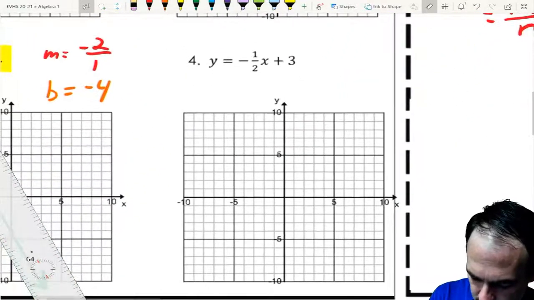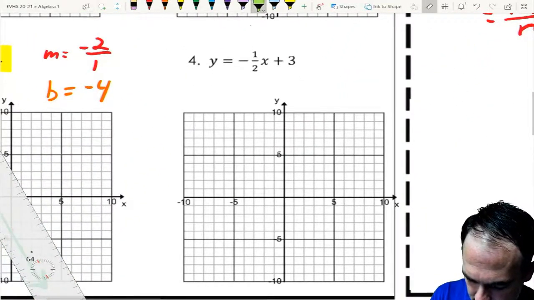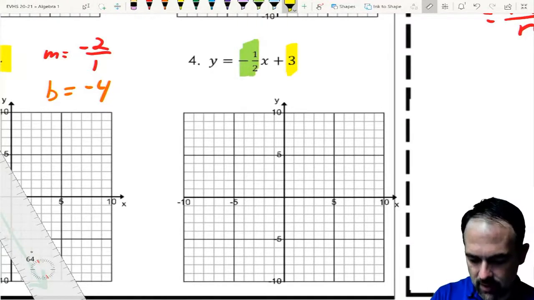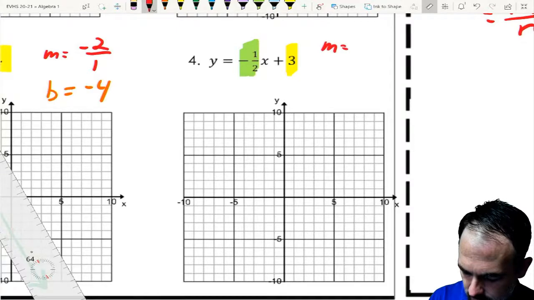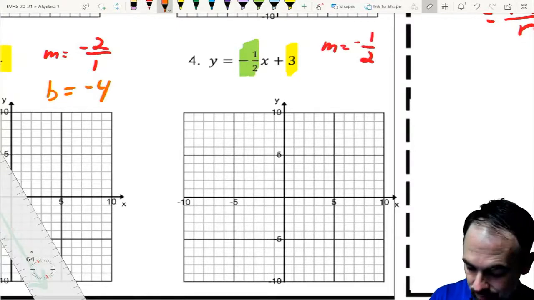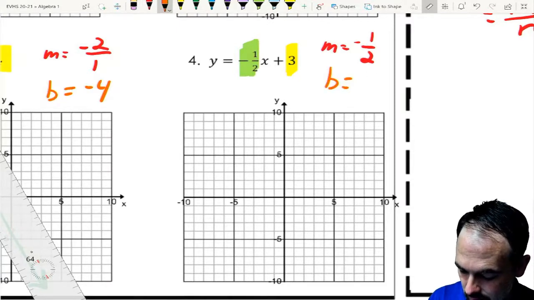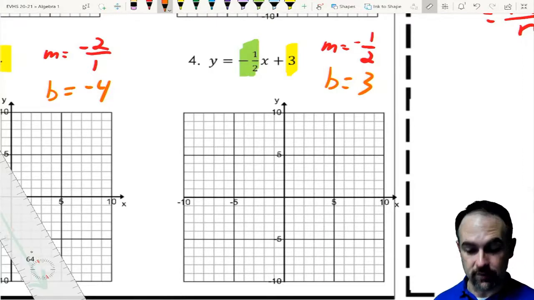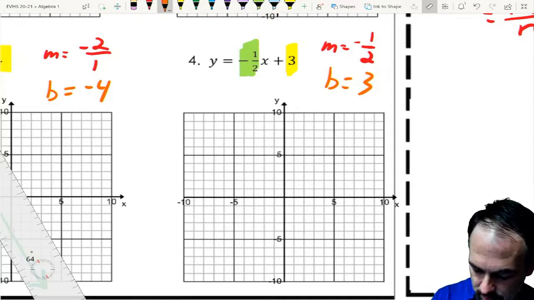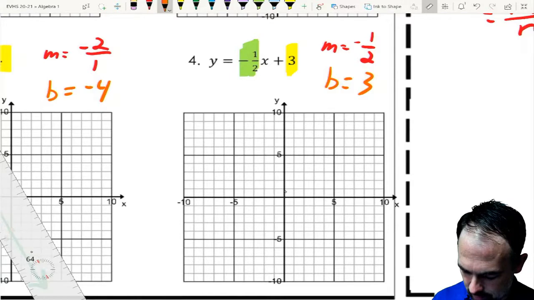Okay, now we're going to have a y-intercept of 3. M equals -1/2. I think I said that wrong a second ago. I'm sorry. Whatever I said earlier, ignore it. Slope is -1/2. Okay, same process. We're going to go up to a +3 on my y-intercept.